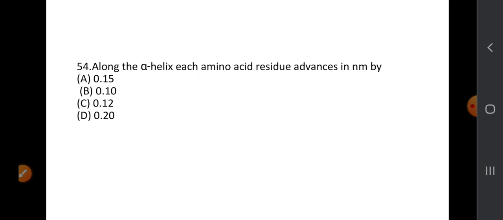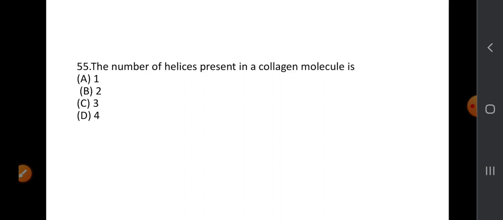54th question says, along the alpha helix, each amino acid residue advances in nanometers by, they are trying to ask the height of an amino acid. Here I have given you a hint. Nobody will give you a hint in the exam, okay? So 55th question is, the number of helices present in a collagen molecule is, basically you have alpha chains in collagen molecules, so you have to find out how many alpha chains are present in a collagen molecule.